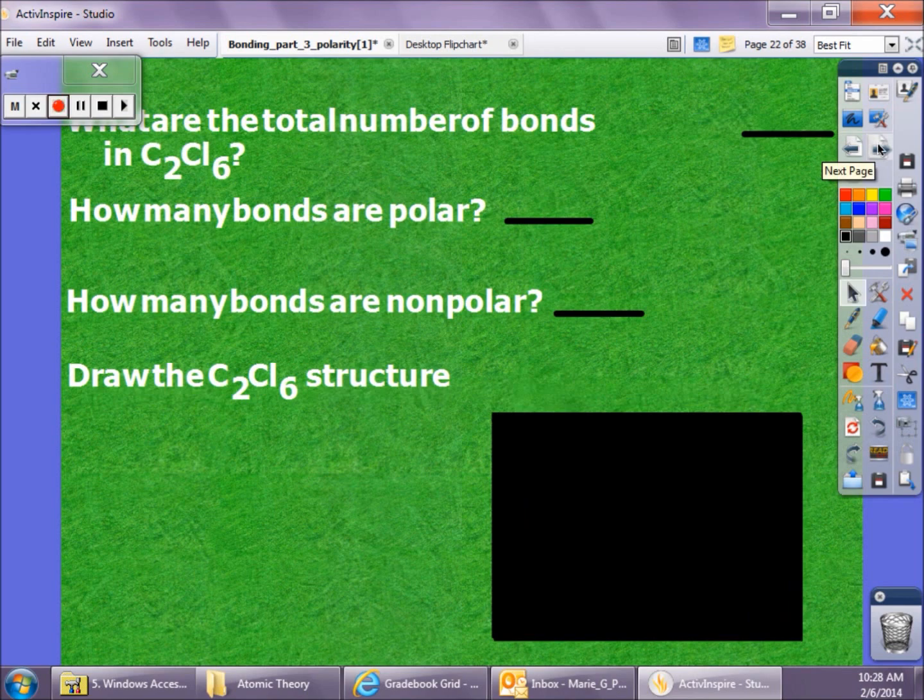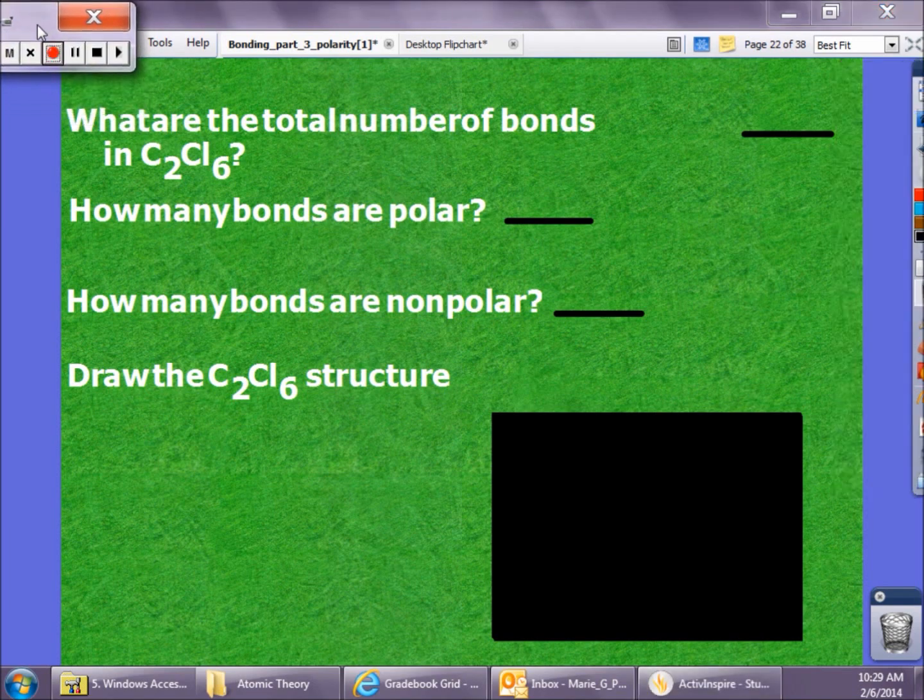Next. Now, can you quickly draw C2H6? What are the total number of bonds? Do I have an answer? I heard 5. Let's see if you are right. Because you have 2 carbons, there is a bond between the carbons. And you have 3 chlorines around each carbon. The 2 carbons have a bond between them, and you have 3 chlorines on each carbon. That gives you 7 bonds.